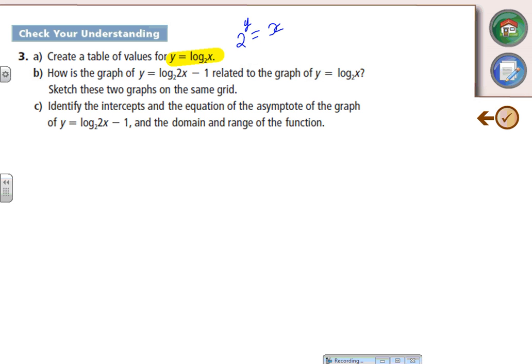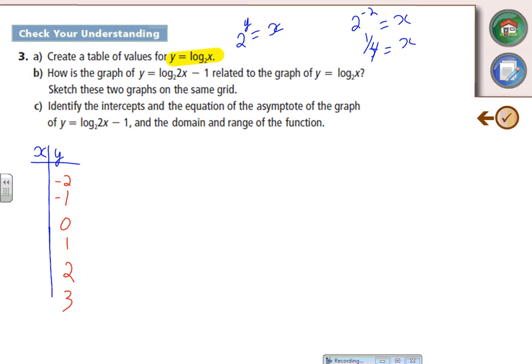So let's take our x and our y, and let's choose some y values. Let's just choose negative 2, negative 1, 0, 1, 2. We can choose 3 as well. There we go. And let's plug it in. So we've got now 2 to the negative 2 equals x. So 2 to the negative 2, that is 1/4. So instead of working the regular way on our table of values, we're selecting the y's, then we're finding the x's.